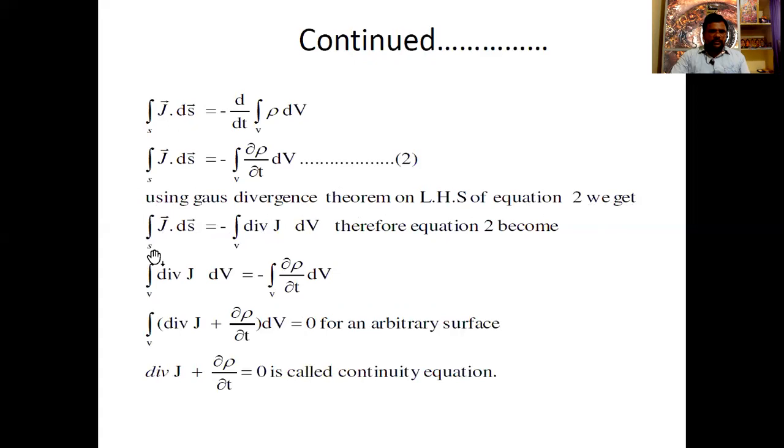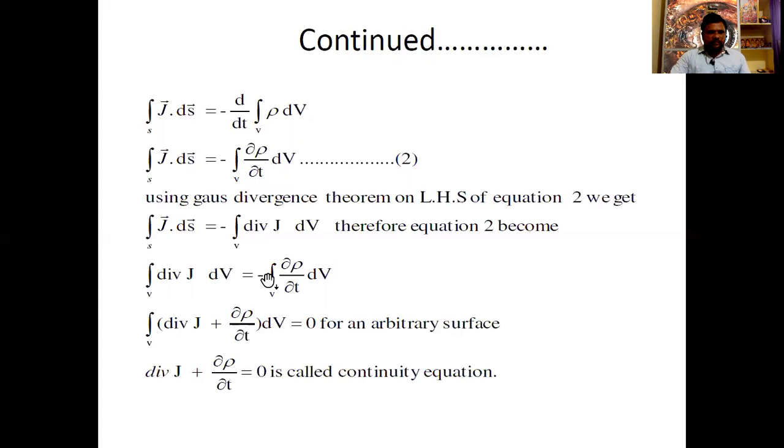So the surface integral of j bar dot ds bar can be written as minus the volume integral of divergence j dv. This we have got from Gauss divergence theorem. So we have written this term like this. Now from equation 2, we are substituting this one instead of the integral over s of j bar dot ds bar. By substituting this one, we arrive at this equation.